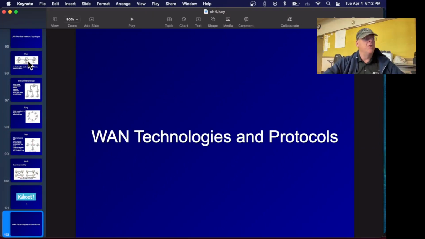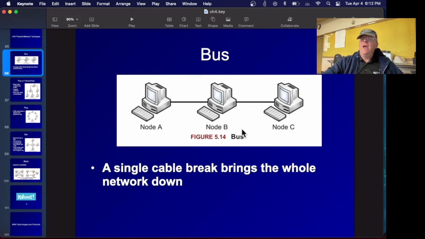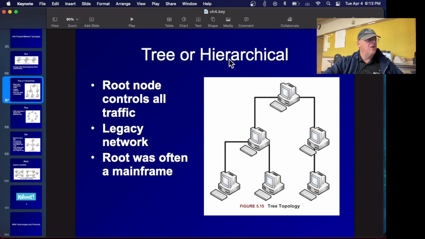So for wide area network protocols, you have a physical topology of how they're lined up. You might have locations of your company, typically not single computers, connected one to the other like this. And if a cable breaks, then it breaks the whole network down. That's a bus. A tree or hierarchical network is like this, where you have something at the top that goes to a few of these, and these split to more. And now you have a root that controls everything, and it's a hierarchical system.